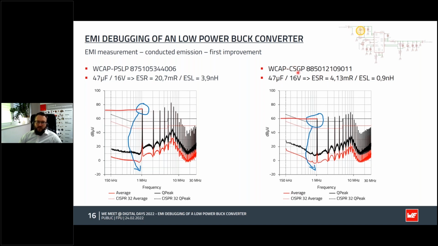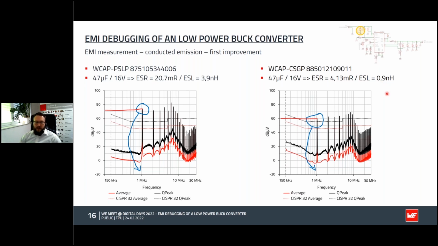And when we change to a ceramic capacitor, a multi-layer ceramic capacitor, also 47 microfarad, 16 volt, the ESL again really goes down here. This is because of the technology, and the ESL also goes down because it's really short. The termination is really compact, so we do not have long leads.